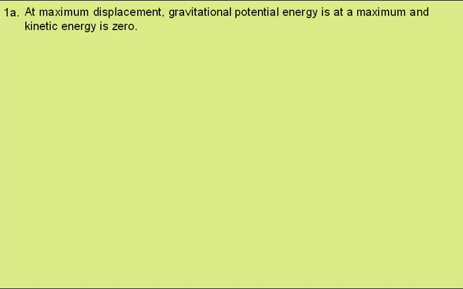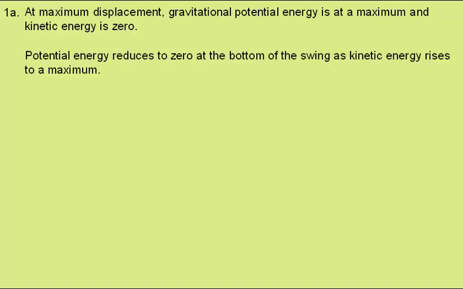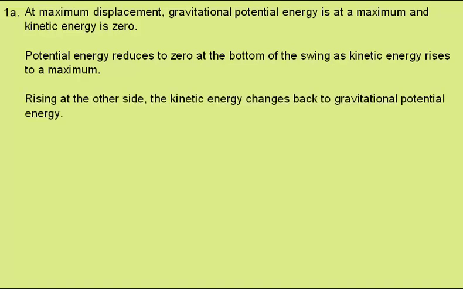In question 1a, we need to describe the energy changes taking place as the bob of a simple pendulum does one complete oscillation, starting from its maximum displacement. Well, at maximum displacement, the gravitational potential energy is at a maximum, and kinetic energy is zero. Potential energy reduces to zero at the bottom of the swing, as the kinetic energy rises to a maximum.